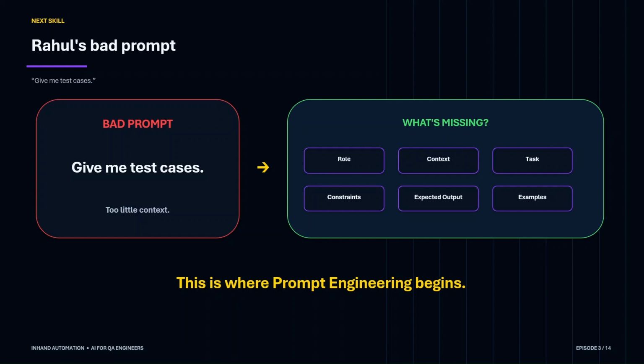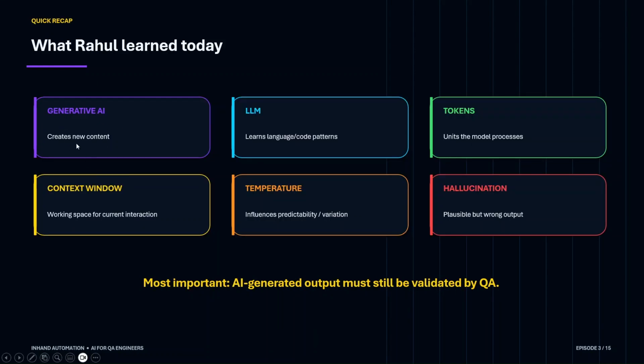Before we finish, let's quickly recap what Rahul and we learned today. We learned about generative AI: AI generates new content such as text, code, image, audio, and more. Then we learned about LLMs. LLM stands for large language model, and it learns from complex patterns in a huge amount of data, so it can generate language and code. Then we learned about tokens. A token is a unit of text that a language model processes.